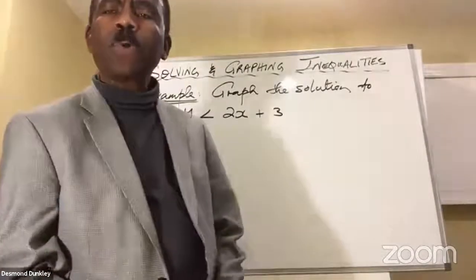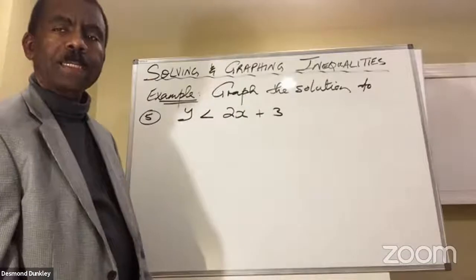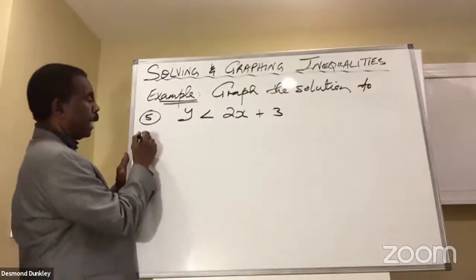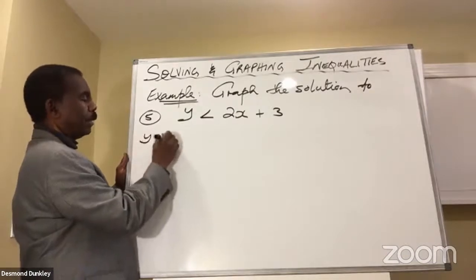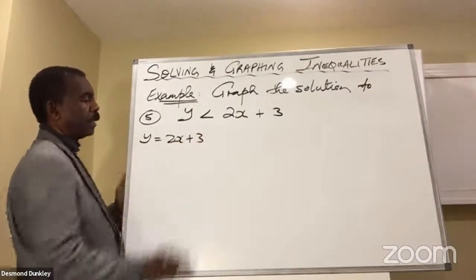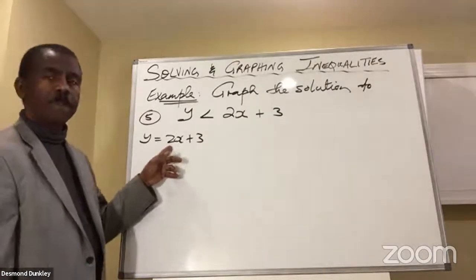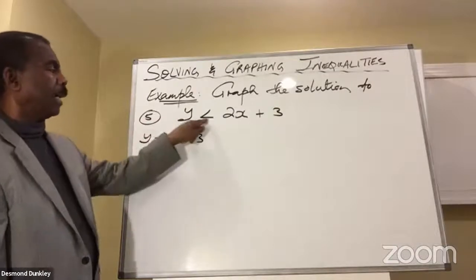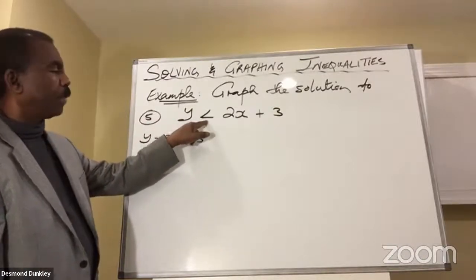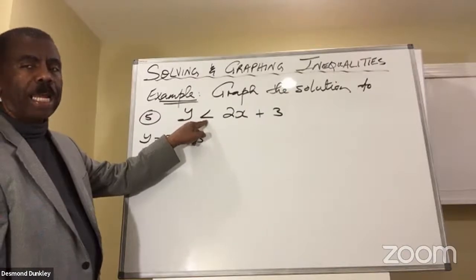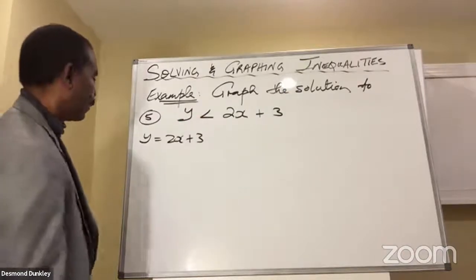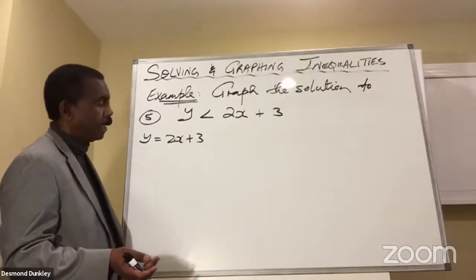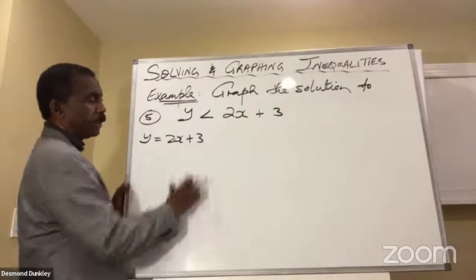Now, how do we draw the line? Well, what you do is you treat this like an equation like y equals 2x plus 3. Draw this graph. This is what you're going to use to get your points on the line. And then when you're drawing the line itself, which is your boundary, you know it's less than, so you're going to use a dotted line. So for this, I'm going to use the y-intercept and the slope.